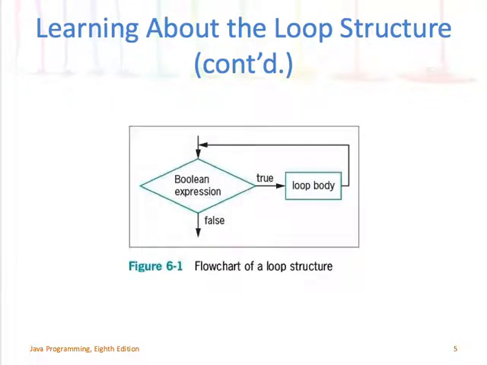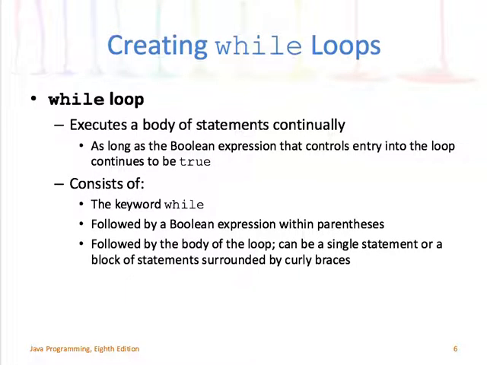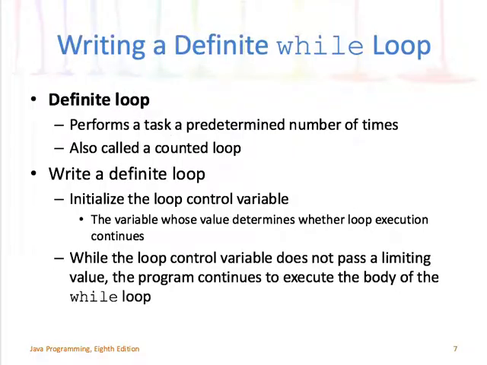All right, so this right here is talking about loop structures. It's showing you Boolean expression: true, do this; false, stop. A while loop executes body statements continually, as long as the Boolean expression, which controls entry in every loop, is true. It consists of the keyword while, followed by a Boolean expression within parentheses, followed by a loop body. The body can be a single statement or a block of statements surrounded by curly braces.